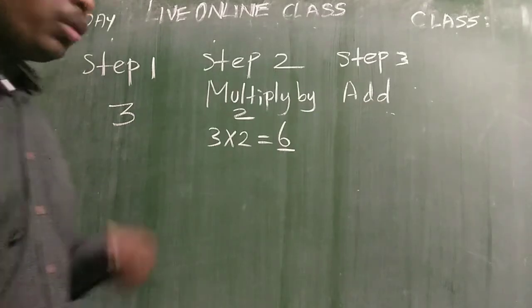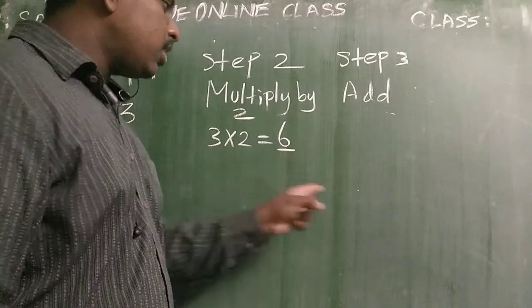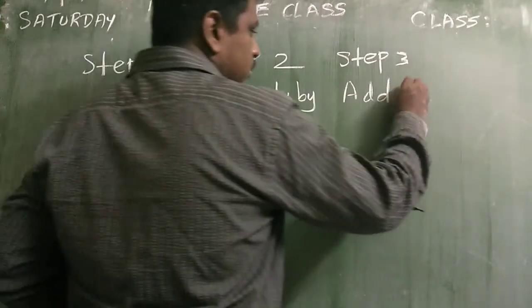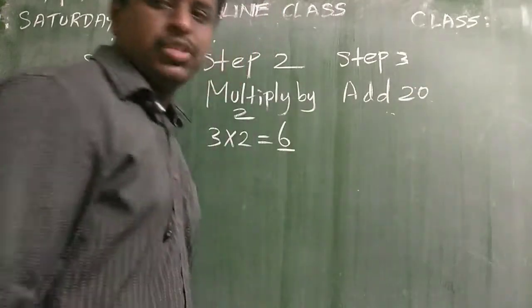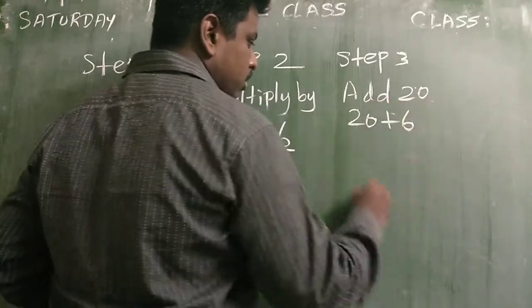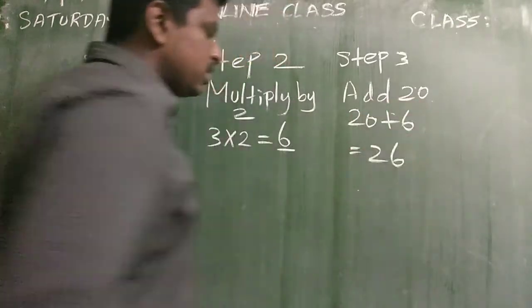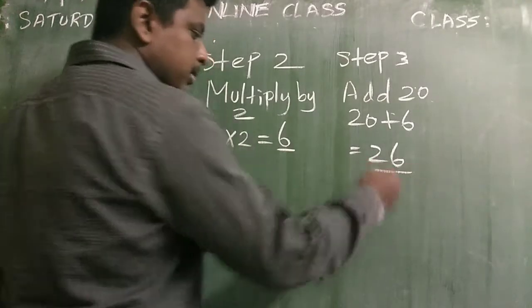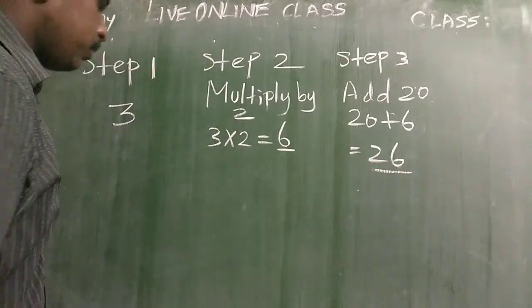Now what I am going to do is take this primary answer and add it with the 20 in step 3. So when I am adding, 20 plus 6 is 26. This is the secondary answer. This is the second answer in step 3.